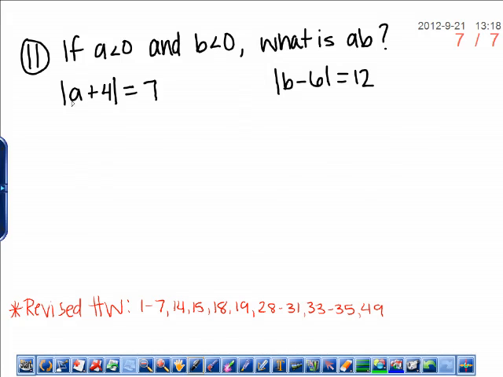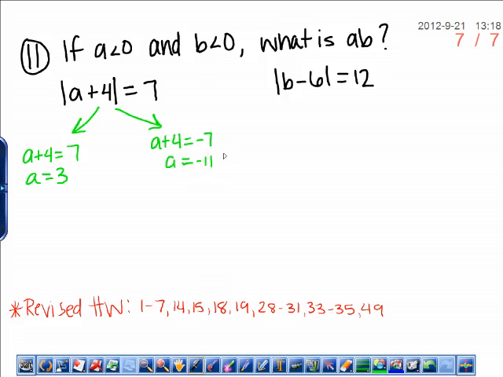All right. So I have the absolute value of A plus 4 equals 7, and I've got the absolute value of B minus 6 equals 12. What do you think is a good way to start solving this problem? Yeah, just go ahead and solve for A and solve for B, right? So in order to solve for A, I've got to write this as 2 equations. What are those 2 equations? A plus 4 equals 7, and A plus 4 equals negative 7. Good. A equals 3, and A equals what? Negative 11.